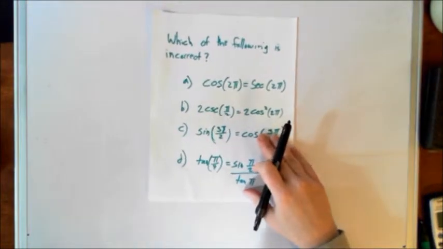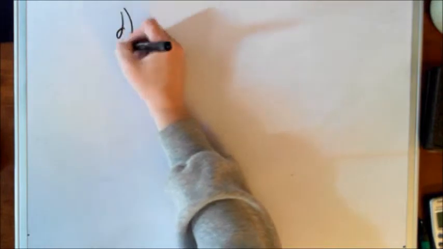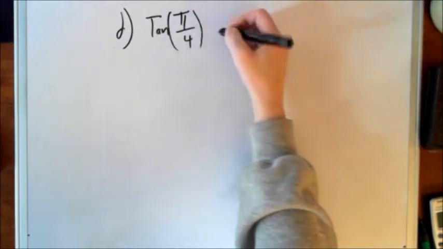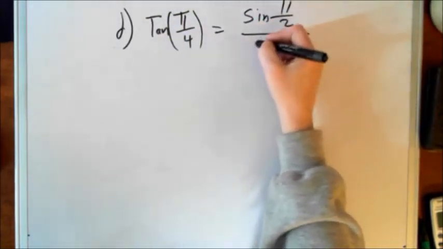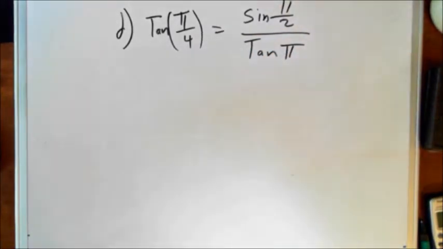So let's move on to our next expression to evaluate, which is d. And d is the tangent of pi over 4 is equal to sine of pi over 2 divided by the tangent of pi. So let's look at this one. And I think probably the easiest way to evaluate this one, instead of graphing it out, let's just plug into our calculator.